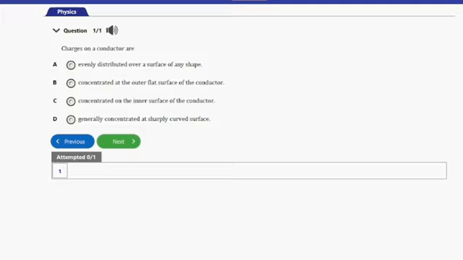The charges on a conductor are generally concentrated at sharply curved surfaces. And that's it for this question.